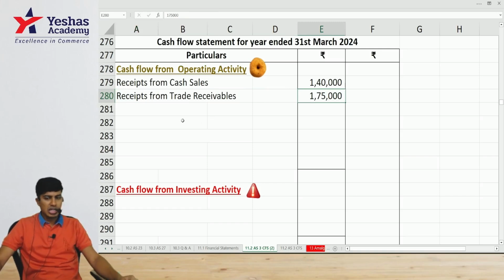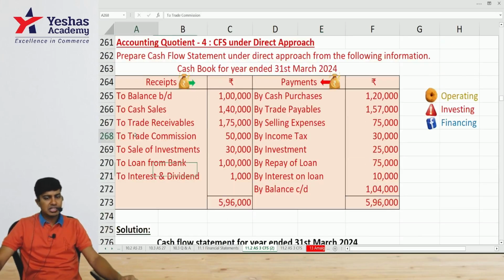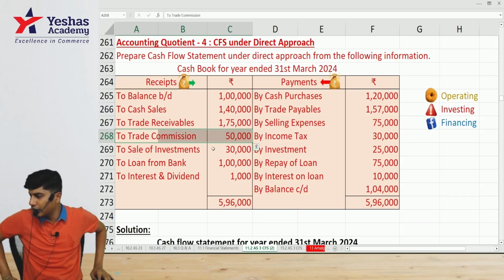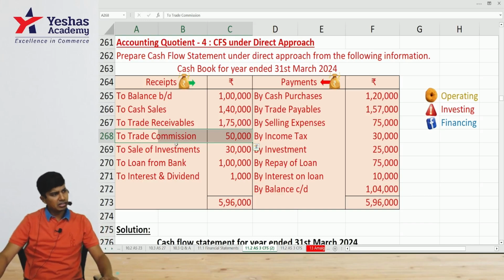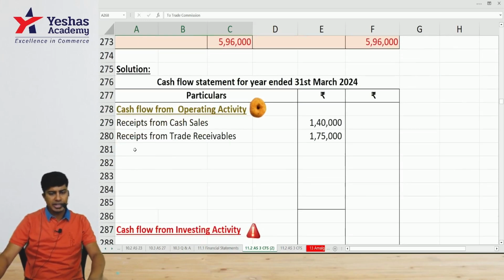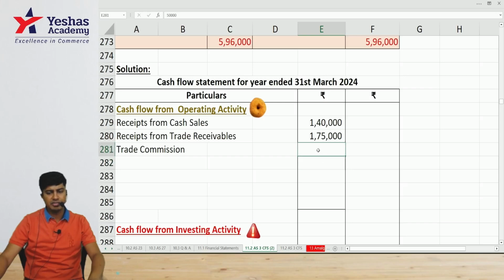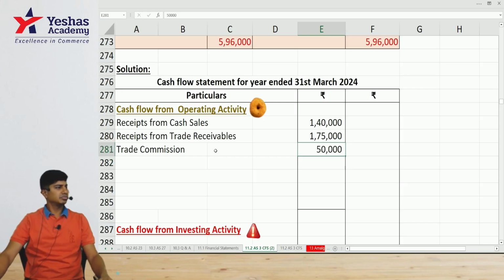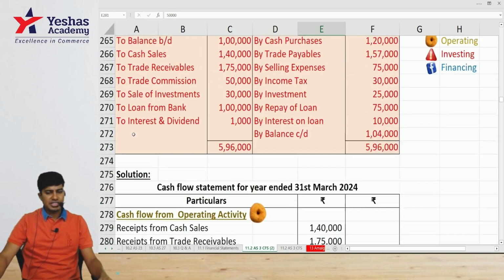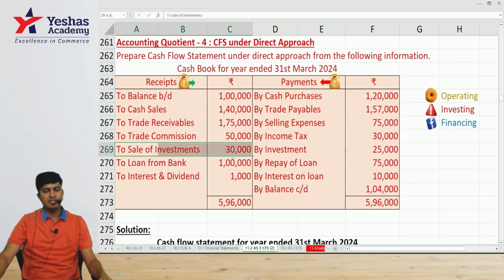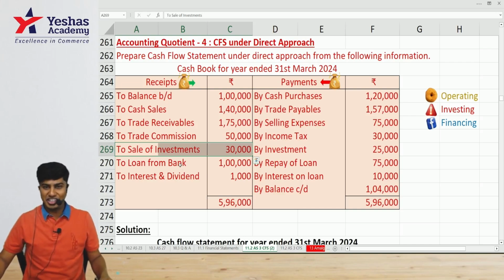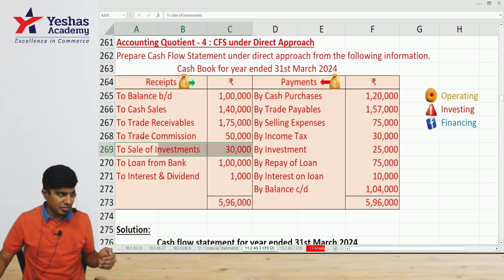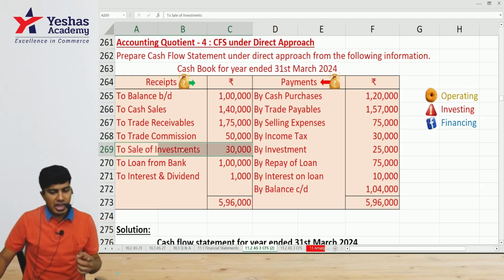Everybody got this? After this, trade commission received. You received commission 50,000. Where do we write it? Operating. Pakka. In operating activities, we'll write trade commission received 50,000. After this, sale of investments 30. You sold investments. What is it? Investing. Whatever is on the receipt side is all positives. Payment side will be all negative. I will write this in the investing.